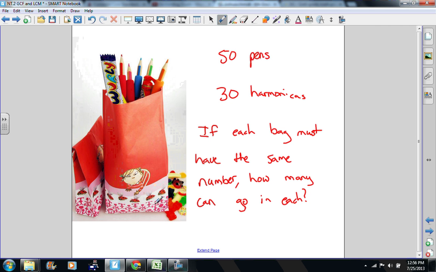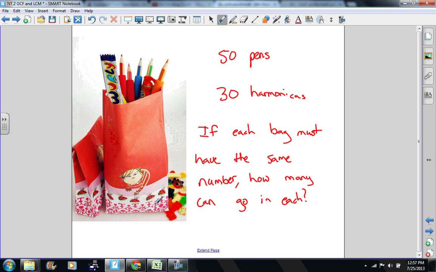Okay, so we have 50 pens and we have 30 harmonicas. We want to have the same number in each. So, you know, you can't have a bag with 2 pens or 3 pens and 4 pens. All the bags need to have the same, and all the harmonicas need to be the same, but they can be different in each. Okay, so like you could have a bag of 5 pens and 3 harmonicas. That would be fine, type of thing. Okay, so we want to make the largest number of bags that we possibly can, but it's fair for everyone. So give this a try, see what you can do.